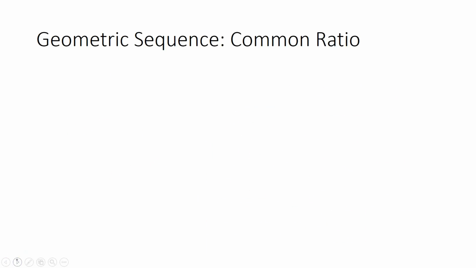Okay, let's talk about geometric now. So geometric is where you have a common ratio, which means you're multiplying by the same thing every time. So you have your first term, a1, then you have a1 times r, usually we use r for this, that you multiply by. Then you have a1 r squared, then you have a1 r cubed. So you're multiplying by this r every time. So what would the nth term be?